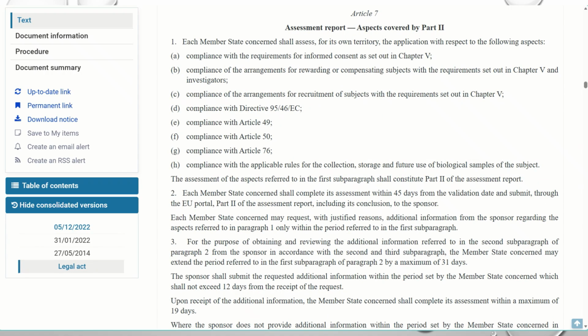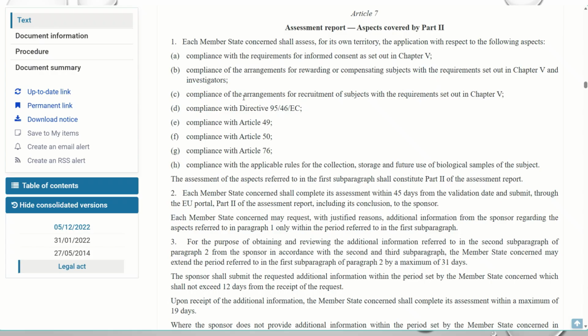So let's look at Article 7, aspects covered by Part 2. This is basically telling you what each member state concerned assesses for their own specific country, their specific territory. Here is a list, A to H. Basically, compliance with the requirements for informed consent, and compliance with arrangements for rewarding or compensating subjects, and this is a legal requirement.